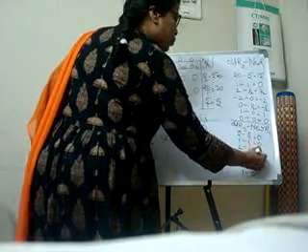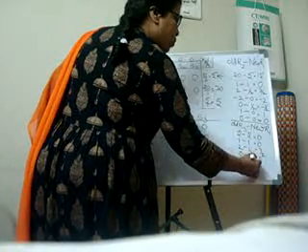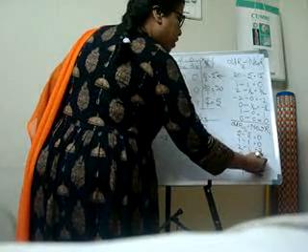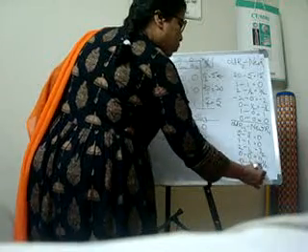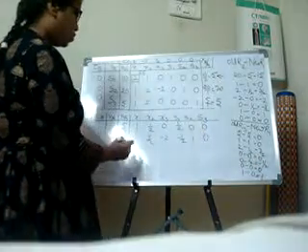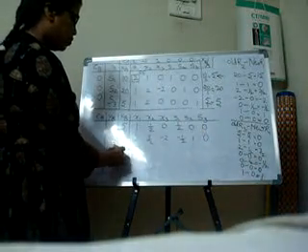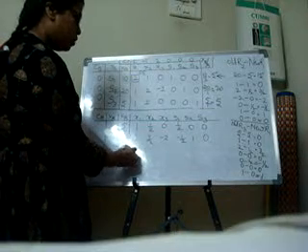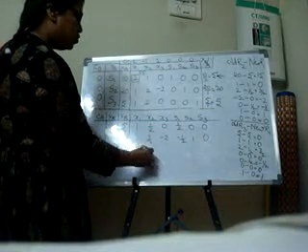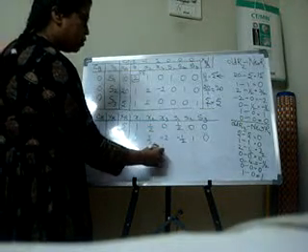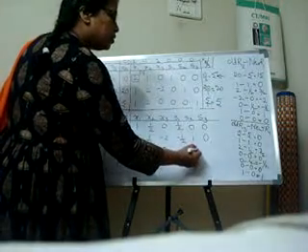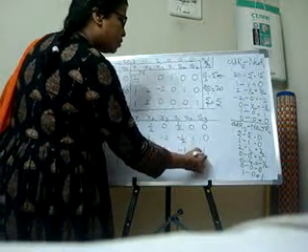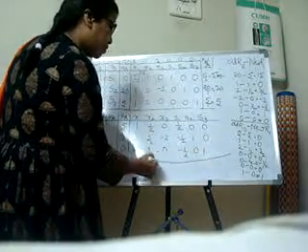3 by 2, 0, minus half, 0 and 1. So this is 0, 0, 3 by 2, 0, minus half, 0 and 1. Now you carefully observe.